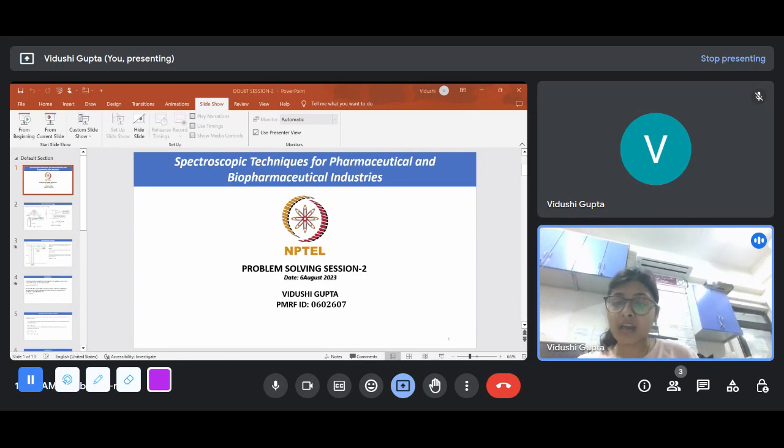Also the transition can be from n equals 4 to n equals 1 state, from n equals 4 to n equals 2, n equals 4 to n equals 3, similarly from 3rd to 1st, then n equals 3 to n equals 2, and from n equals 2 to n equals 1. So these are the different spectral lines. In total it will be 1, 2, 3, 4, 5, 6, 7, 8, 9, 10. So there are 10 spectral lines.